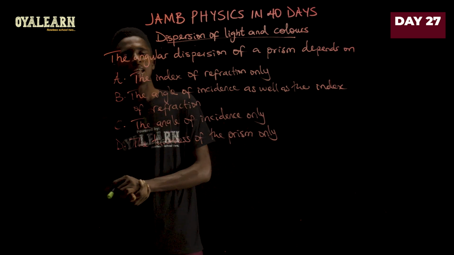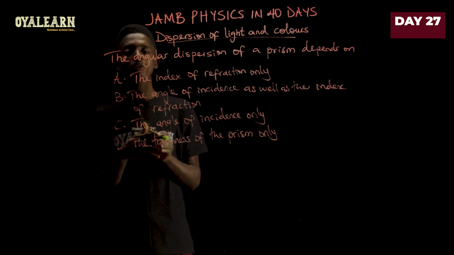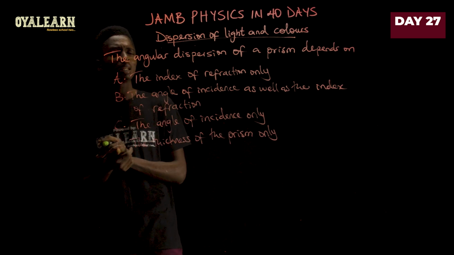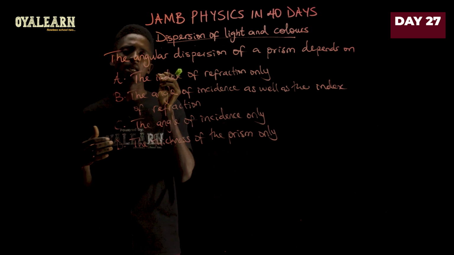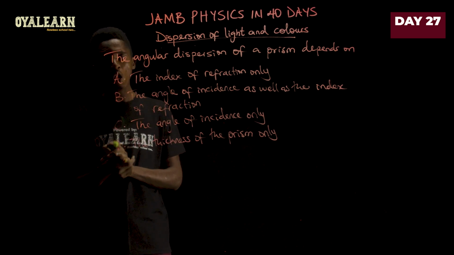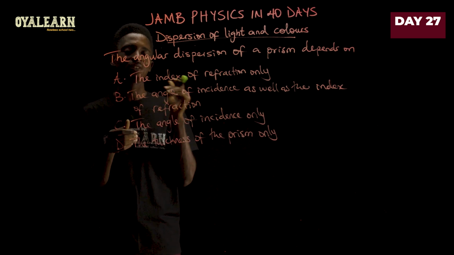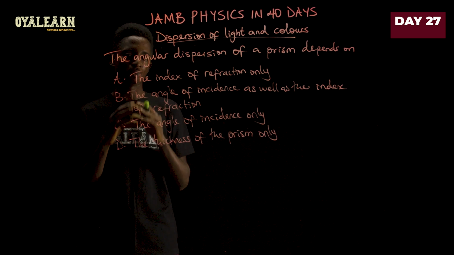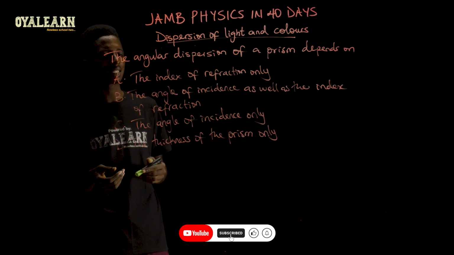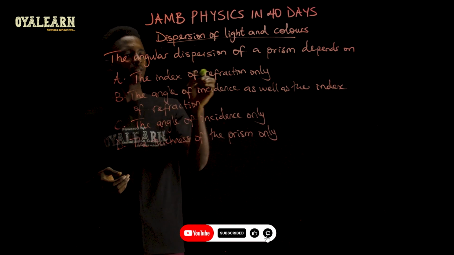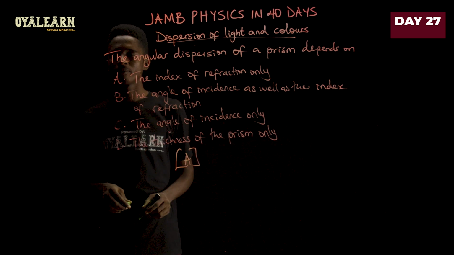This question says the angular dispersion of a prism depends on. Now when we look at dispersion of light by a prism, what it actually depends on is the velocity of the wave it receives, the wavelength of the different colors it is dispersing, and also the refractive index of the prism. So of all those options, the one that is stated here is refractive index. So the index of refraction only. So that would be option A.